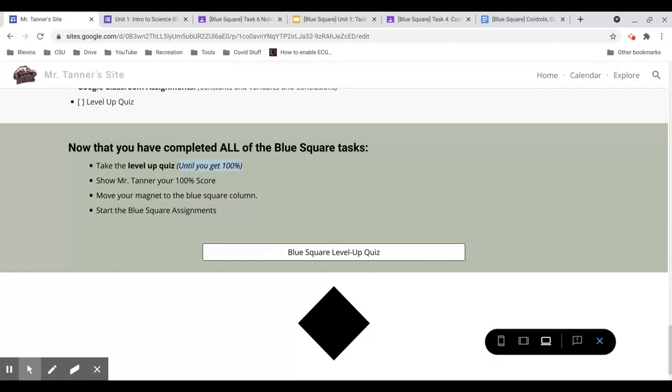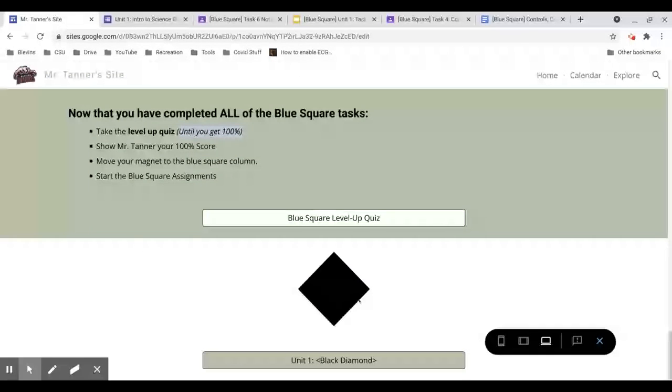If you're stuck and you can't get 100%, contact me. I will help you with the answers. You don't have to sit there and figure it out on your own forever, but I do want to make sure you've gotten all of the questions correct before moving on. Once you've scored 100%, you can then start the black diamond section, and that walkthrough will be included in there.